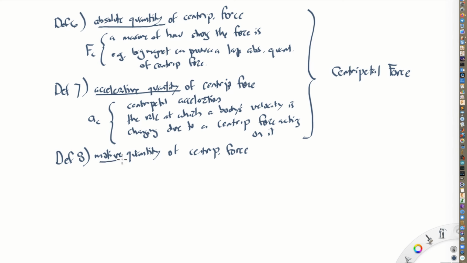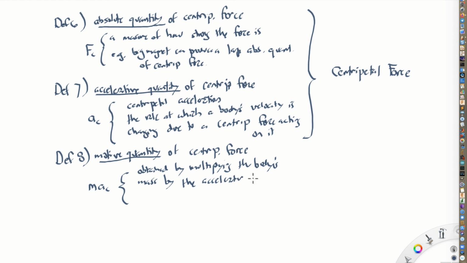Okay, and now finally, what about the motive quantity of centripetal force? He explains this as basically the same thing as the accelerative quantity, but multiplied by the quantity of matter, or what we would say is the mass. So we would call this the mass times the centripetal acceleration. It is obtained by multiplying the body's mass by the accelerative quantity of centripetal force, or the centripetal acceleration.